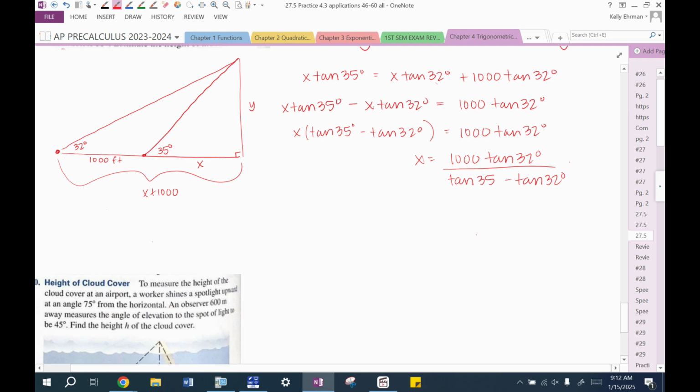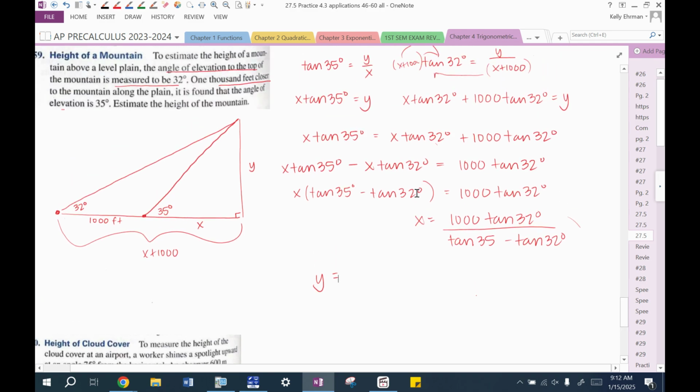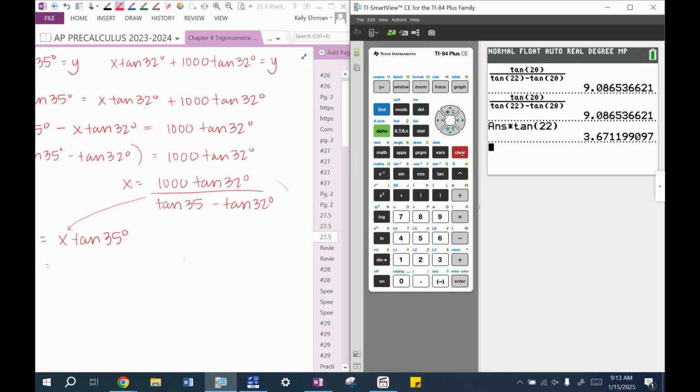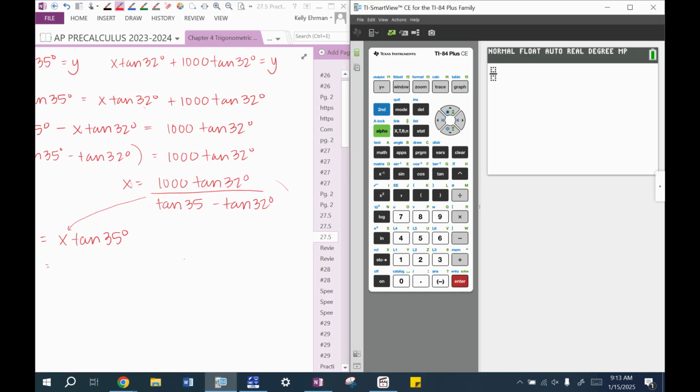Anyway, this is a value I'm going to get on my calculator. And then y is equal to, remember back here, y is the height that I want. Find the height of the mountain. So y is equal to x times the tangent of 35 degrees. Okay, so let me split screen here and get all of this typed in. So first I need x. Alpha y equals fraction 1,000 tangent of 32. And then down here, it's tangent of 35, close parentheses, that's important, minus tangent of 32. This is x, leave it on my screen.